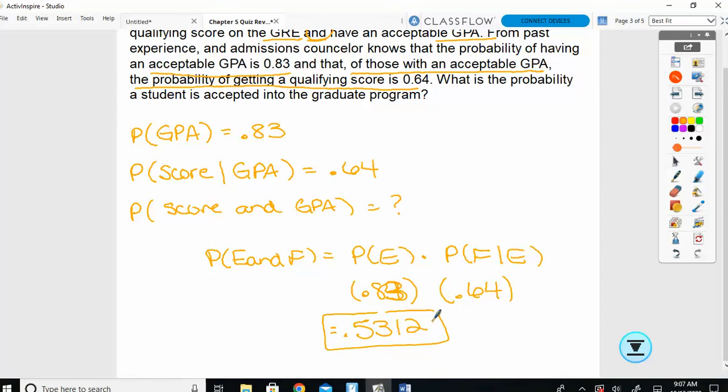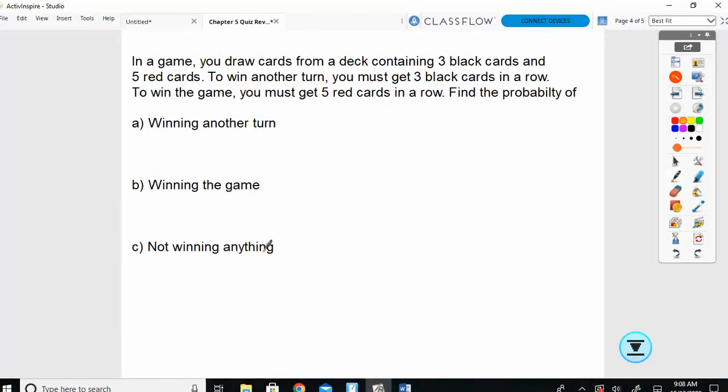So sometimes when you have a problem that is a whole paragraph, it looks really confusing. But if I realize, oh, I'm looking for an and, and means multiply, I'm just multiplying those probabilities together. All right. Another one that I know we've had some trouble with.